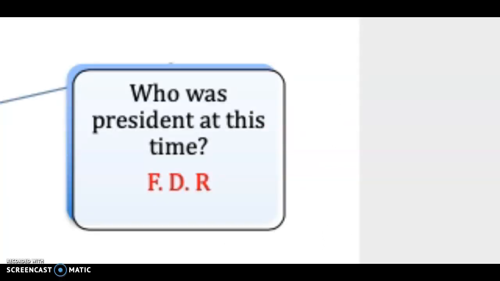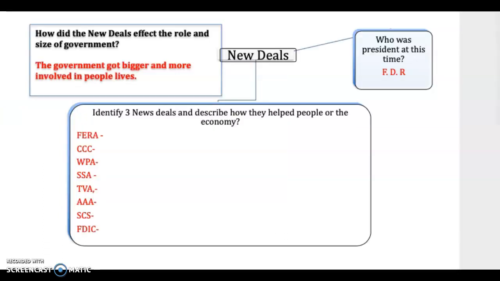That man was FDR, also known as Franklin Roosevelt or Franklin Delano Roosevelt. When he became president, the first thing he did was make people have more faith in the banks, and he did that by starting some New Deal programs. You needed to only identify 3 New Deals and describe how they helped the people or the economy. I'm listing all 8 because I cannot be sure which one you did.